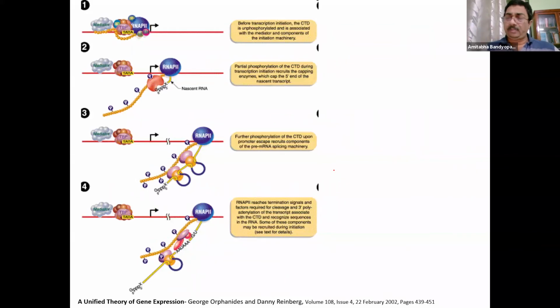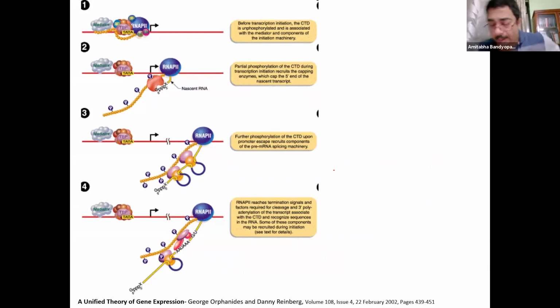This is taken from a review article. I would really encourage you to read it. It is very, very good. It talks about the phosphorylation status of RNA polymerase and how that coordinates different activities along transcription, initiation, then elongation, and then the post-transcriptional modification events. This is very, very interesting. It is easy to read.